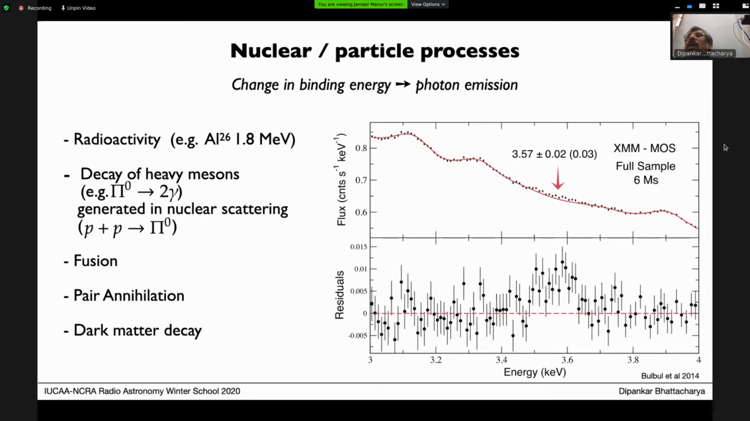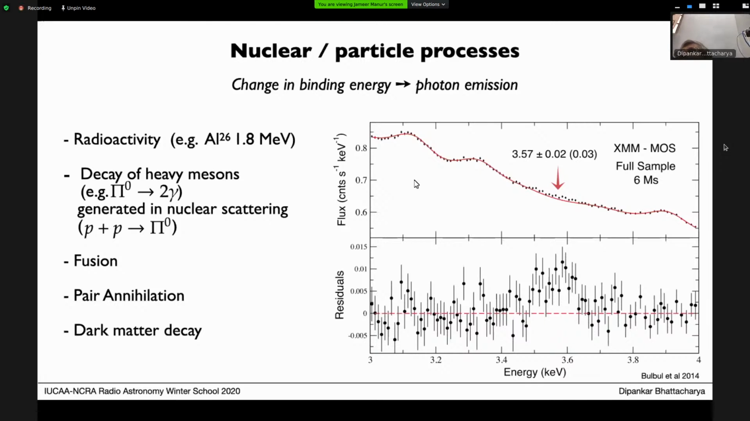Then you can have a possible source of emission from some forms of dark matter. We don't know what dark matter is composed of yet. So it is still a speculation that some forms of dark matter, if they do occur, could be observed through the decay of this dark matter producing gamma radiation. And people have been looking for it.